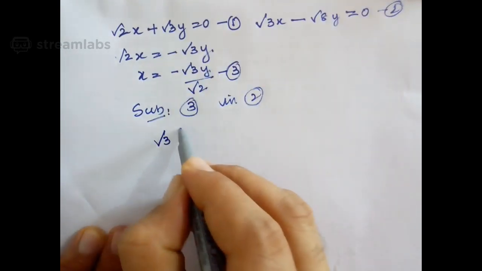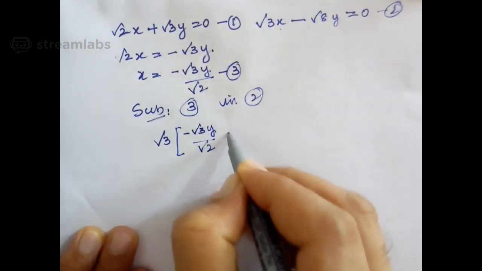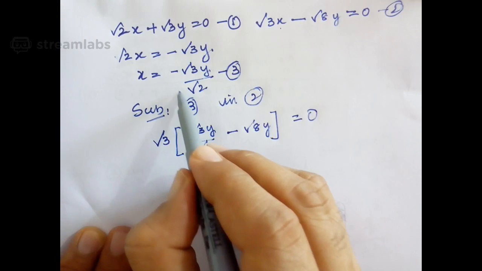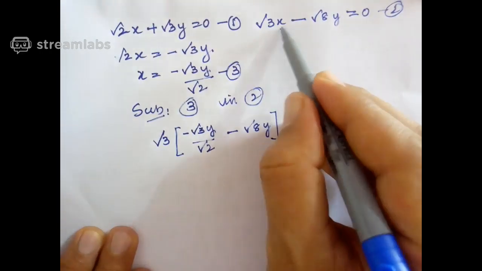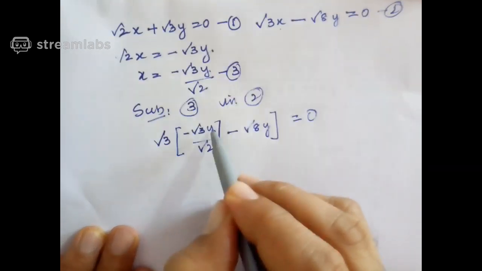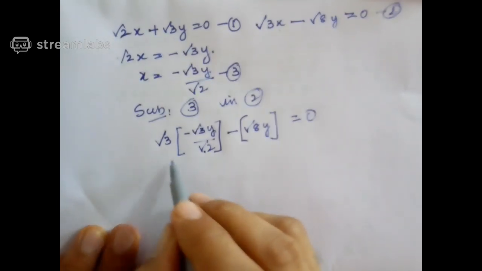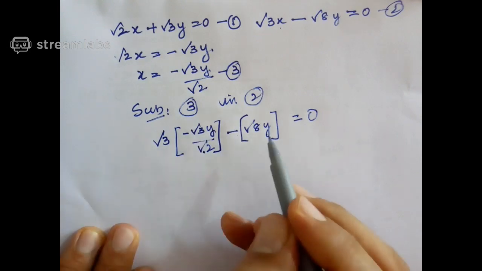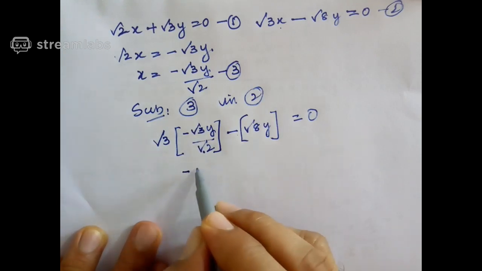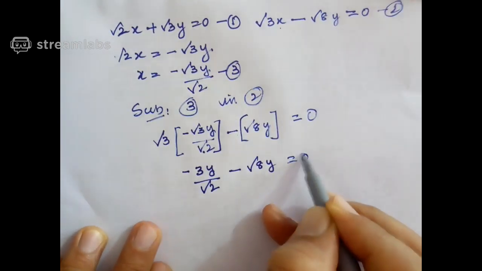That is root 3 into x, which is minus root 3y by root 2, minus root 8y is equal to 0. Got it? In place of x I substituted minus root 3y by root 2. Then root 3 into minus root 3, how much is it? Take the LCM here. Root 3 into minus root 3 is minus 3y by root 2 minus root 8y is equal to 0.